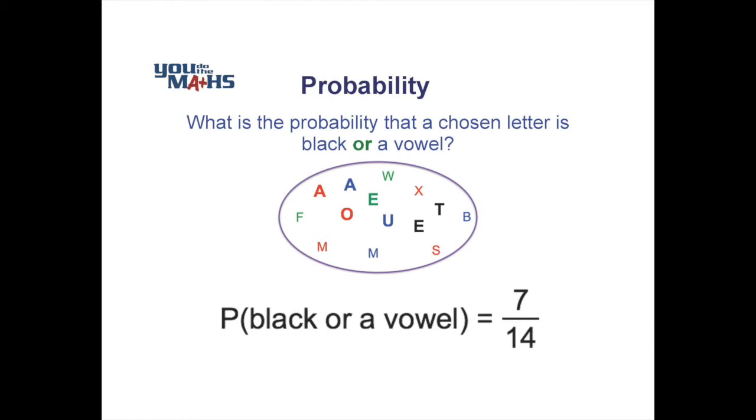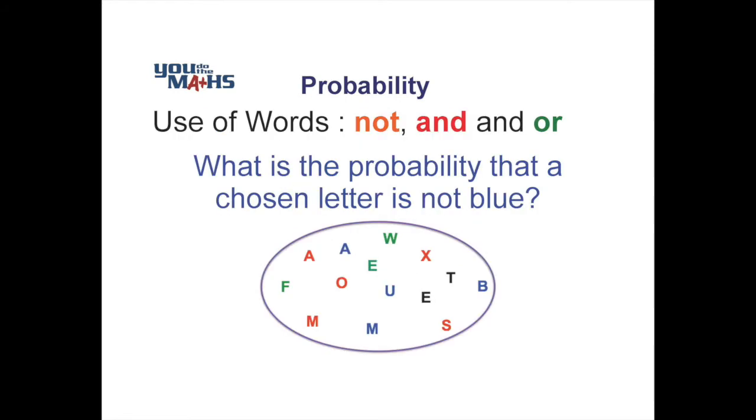Let's have a look at another example now where we use the word not, and we've tied this in a previous video with complementary events. In this example, we're asking the question, what is the probability that a chosen letter is not blue? Now if you see that, you can go through and count all the letters that are not blue, but it can be time consuming, particularly if it's a big group of letters or a big number of possible outcomes.